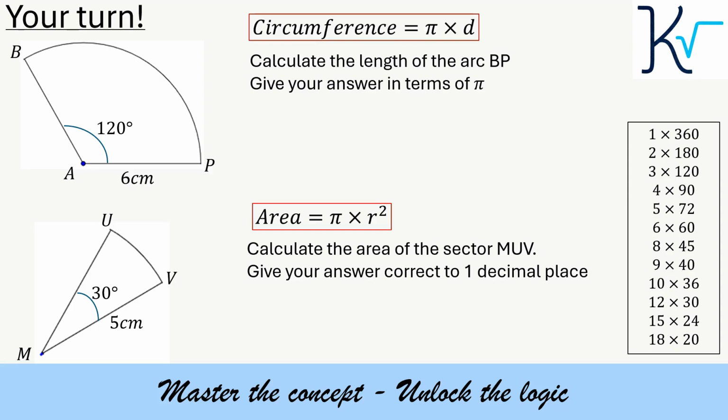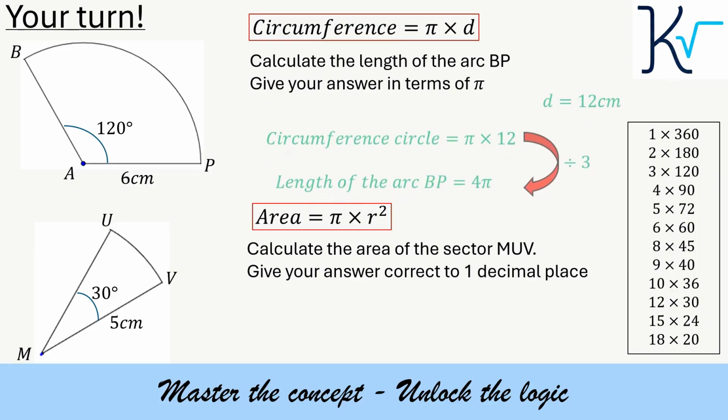And your turn now. On your screen, 2 final questions for you to attempt and make sure you got it. One on arc length and the other on area of a sector. Press pause to give it a go, then play when you're ready to check your answers. And here are the solutions.